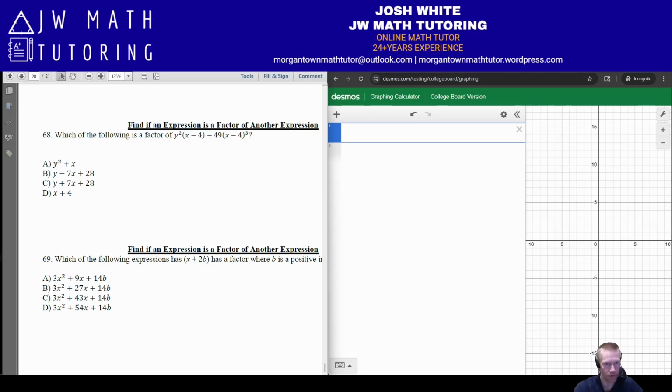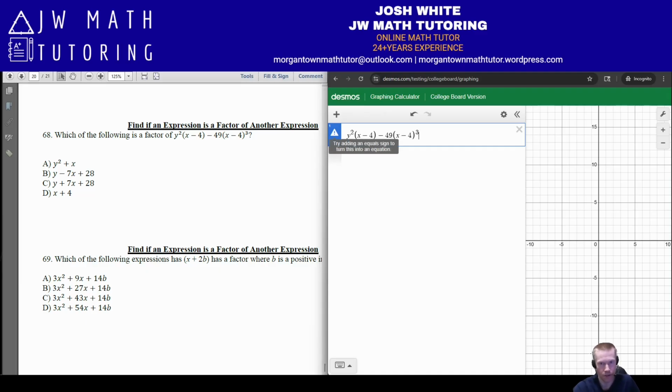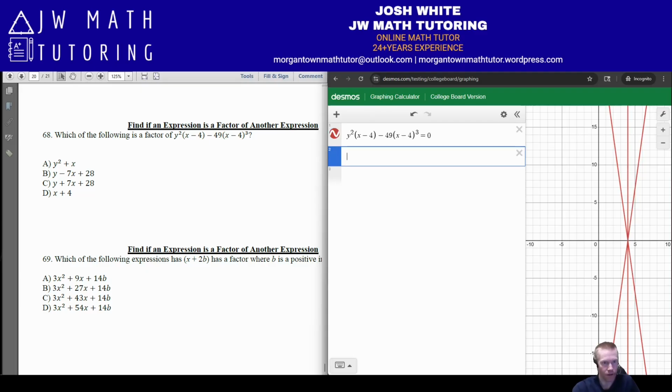All right, so the first one we have here is problem number 68. Here's the original expression. The first thing we're going to do is type that in. Okay, notice nothing is graphing. It's giving me this error here. Try an equal sign. Okay, so equals 0. I'll do that. Perfect. All right, now, which of the following is a factor of this expression?